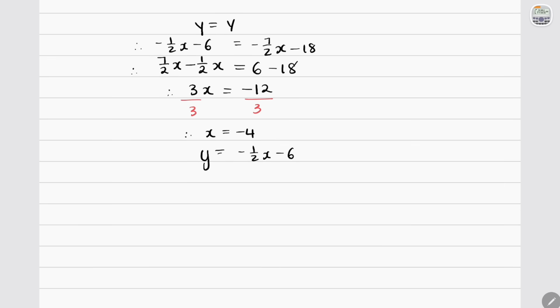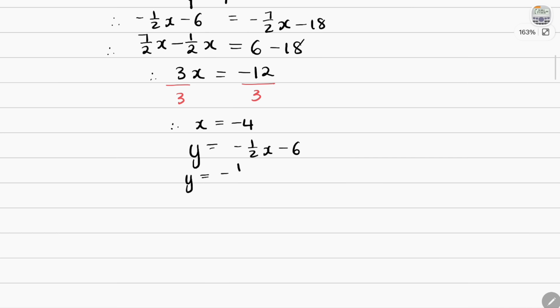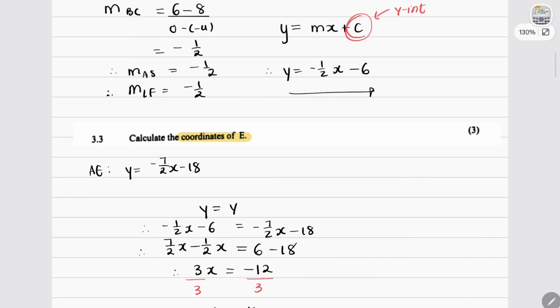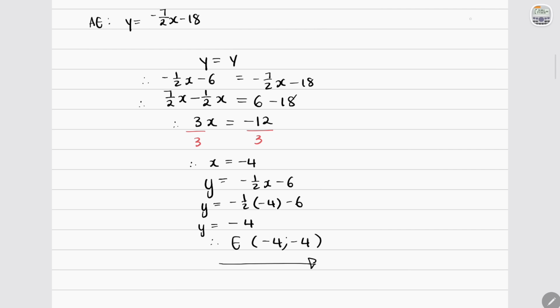So y equals negative a half times negative 4 minus 6. y is equal to, that becomes positive 4 over 2, which is just 2, minus 6, which is negative 4. So our point E is simply negative 4 and negative 4. And that is our answer. Moving on to the next question.